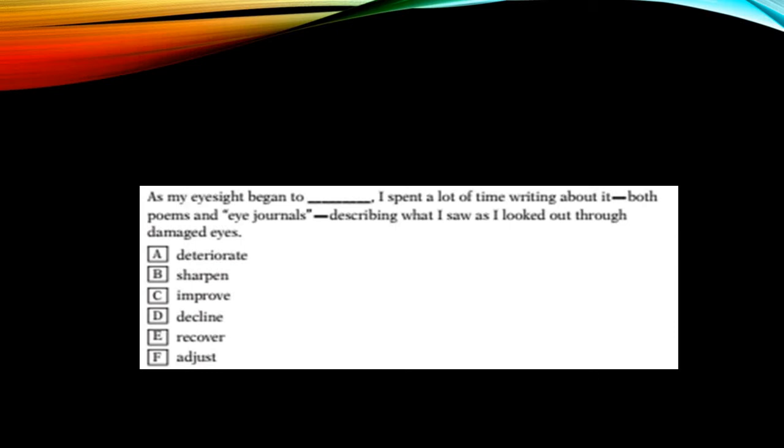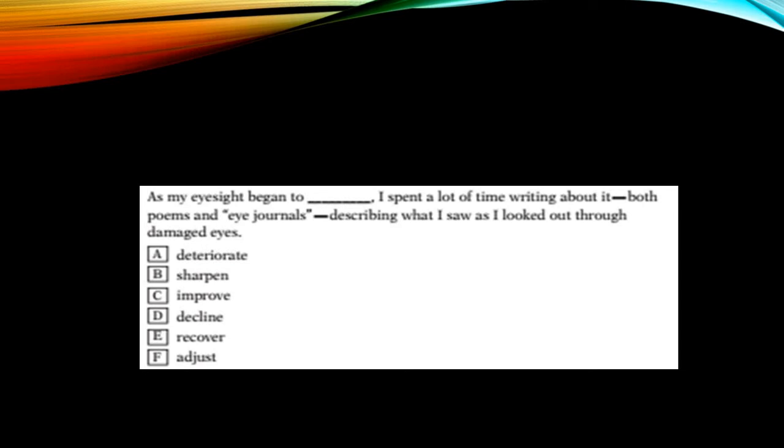Describing what I saw as I looked through damaged eyes. Okay, so he started describing whatever he saw through his damaged eyes. Now I get a clear picture that his eyesight is deteriorating. Okay, so positive can never be my answer choice. Sharpen and improve, no way. So I'm left with A and D. Okay, so as his eyesight began to deteriorate or decline.